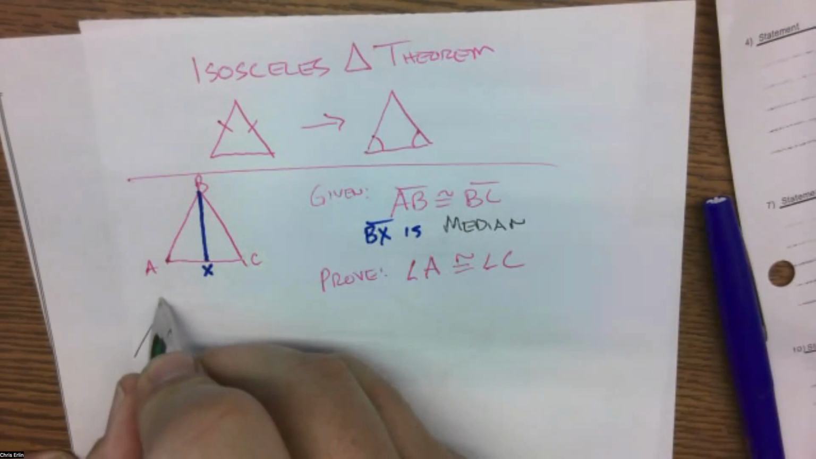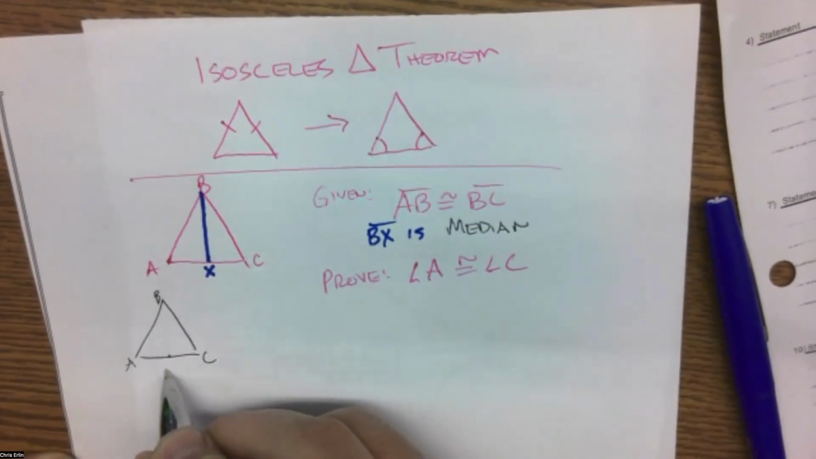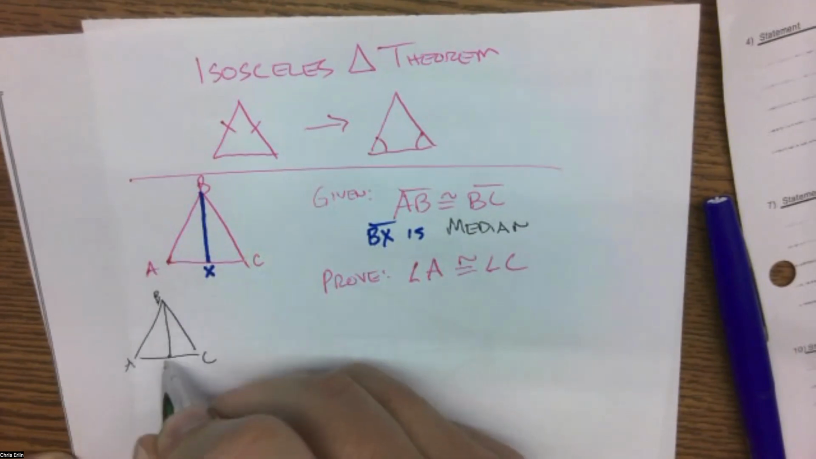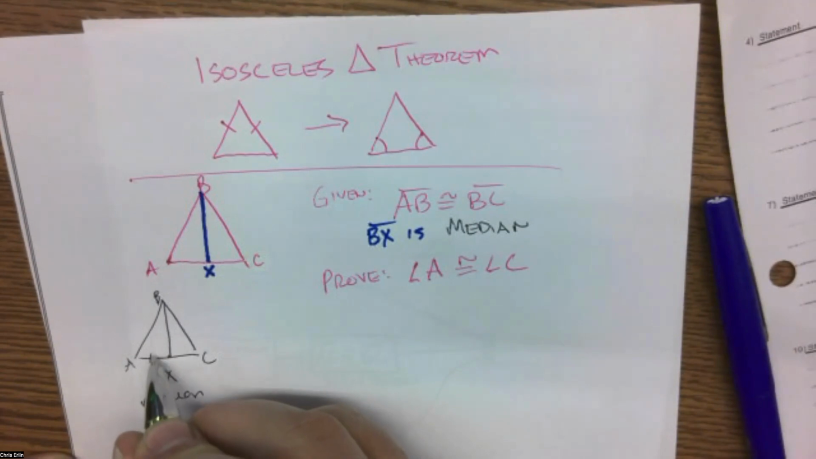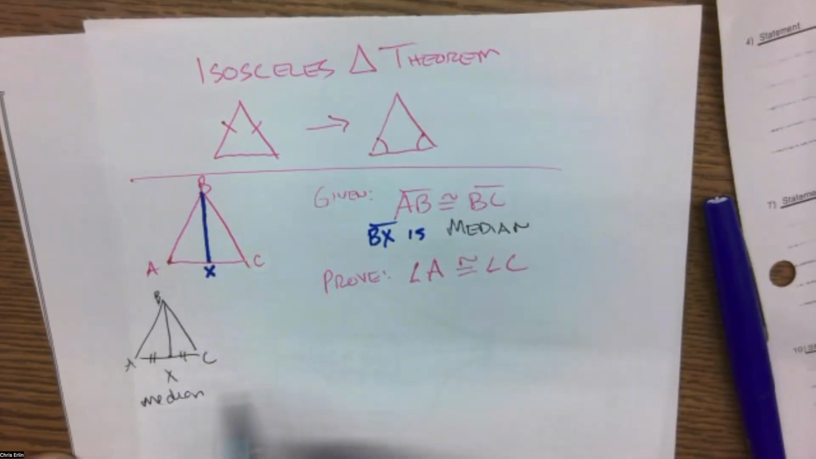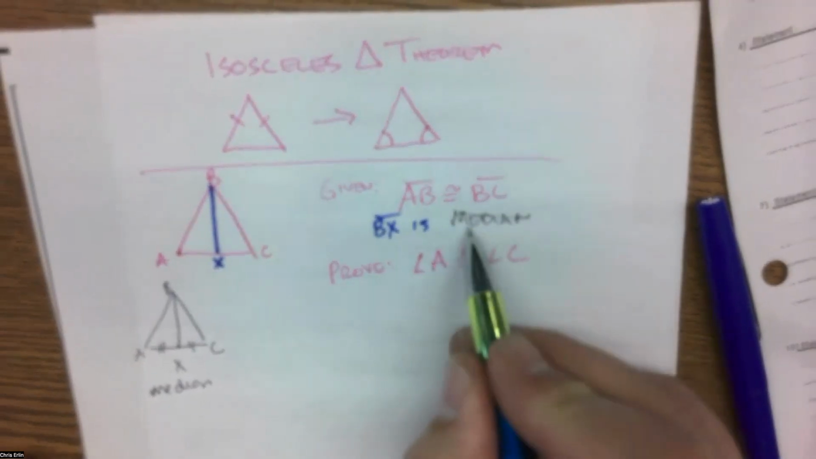where we say that if BX is a median, then we know that the next step is, okay, what's a median say? Well, that means that it's in the middle here. So AX and CX are the same. Do you guys agree that would do it? Is there something else I could say instead of median?